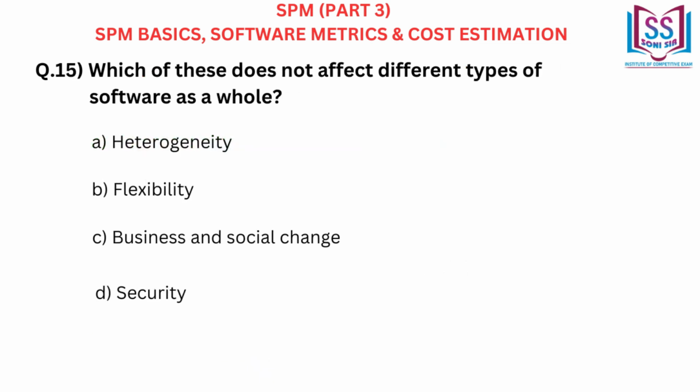Which of these does not affect different types of software as a whole? A. Heterogeneity. B. Flexibility. C. Business and social change. D. Security. Answer B. Flexibility.